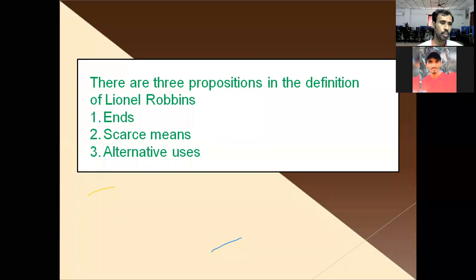And the third proposition is alternative uses. Alternative use in the sense, if a particular commodity or a particular good is used for multiple purposes, then that particular usage is called alternative use.